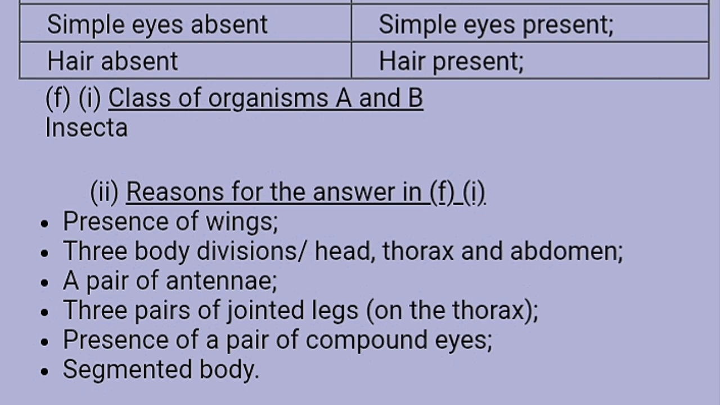and give reason for your answer. You say because they have presence of wings. They have 3 body divisions: the head, thorax, and the abdomen. And they have a pair of antennae and 3 pairs of jointed legs on the thorax, and the presence of a pair of compound eyes. And they have a segmented body. Those are the reasons why they are classed as insects, insecta.